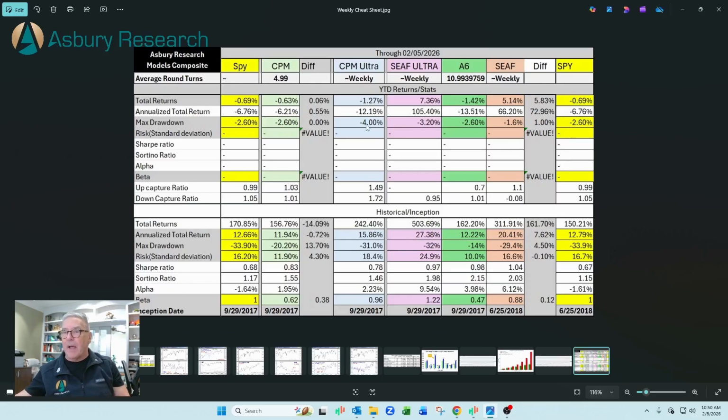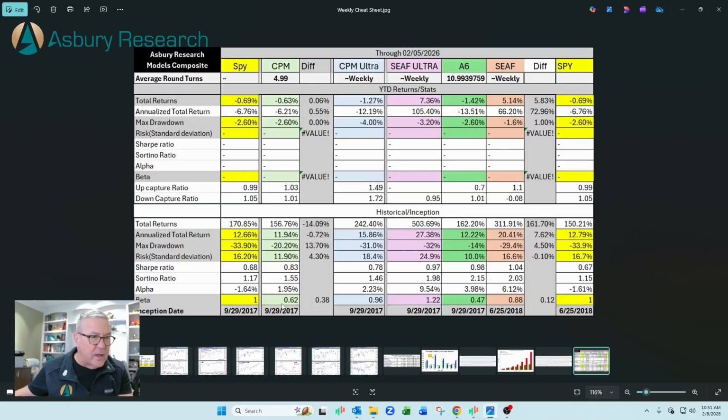Let's take a look at CPM since we're on this chart. Again, this is going back to 9/29 of 2017 for the CPM. So annualized since then, CPM has trailed the S&P annualized by 0.7% a year, but it's done that with a maximum drawdown of only 20% compared to 34 for the S&P, significantly lower standard deviation, and a significantly lower, almost half the beta. So this is how those two models kind of work together.